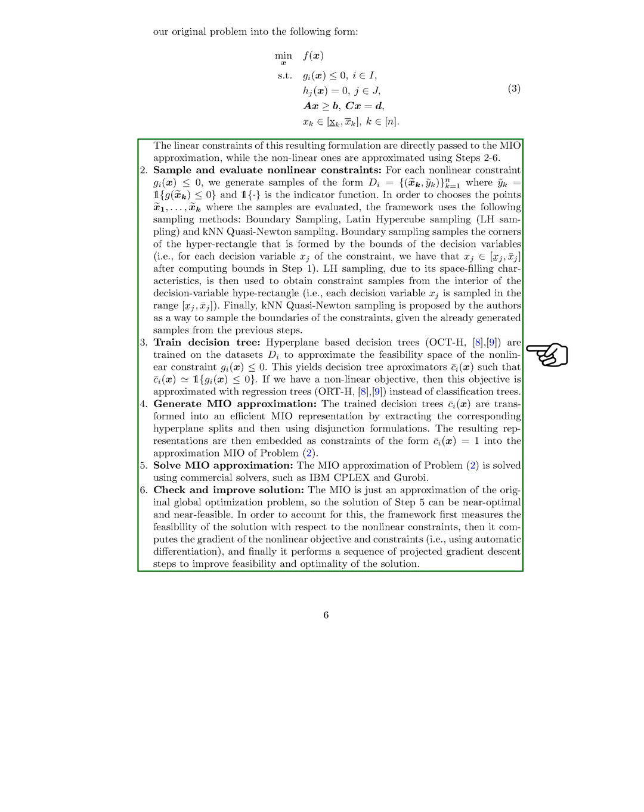6. Checking and improving solution. The MIO is just an approximation of the original global optimization problem, so the solution can be near optimal and near feasible. To account for this, we first measure the feasibility of the solution with respect to the nonlinear constraints, then compute the gradient of the nonlinear objective and constraints, and finally perform a sequence of projected gradient descent steps to improve feasibility and optimality of the solution.